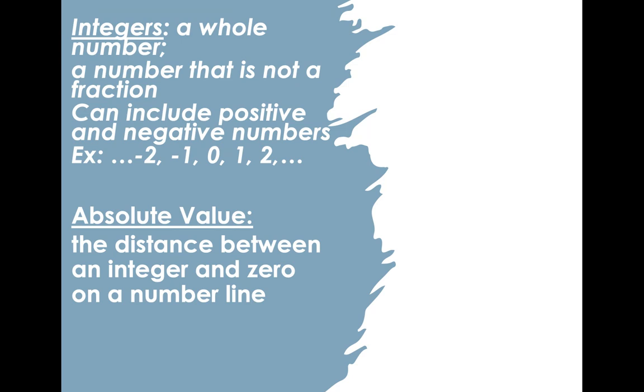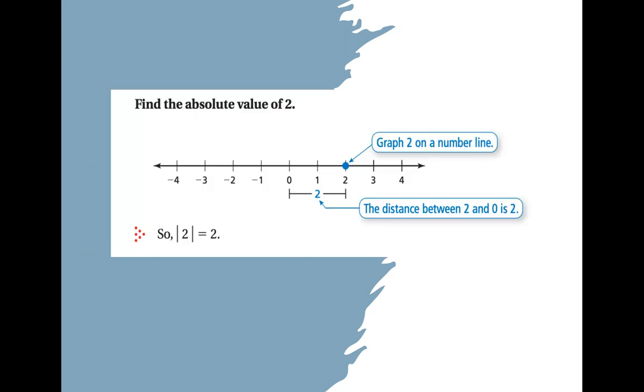Next, we're going to talk about absolute value. Absolute value is the distance between an integer and 0 on a number line. Absolute value is not a hard concept, but it is one that students often get confused with opposites.